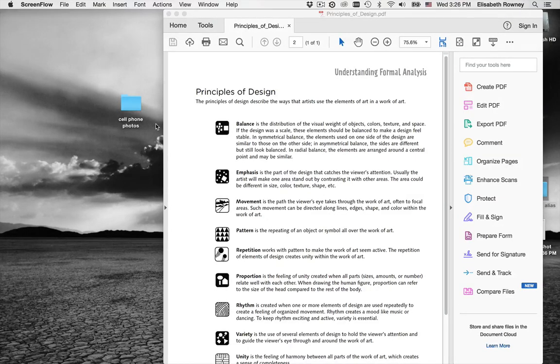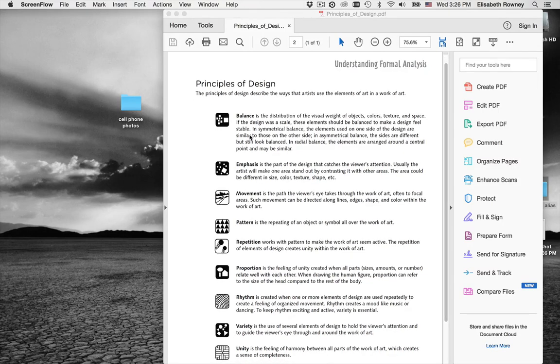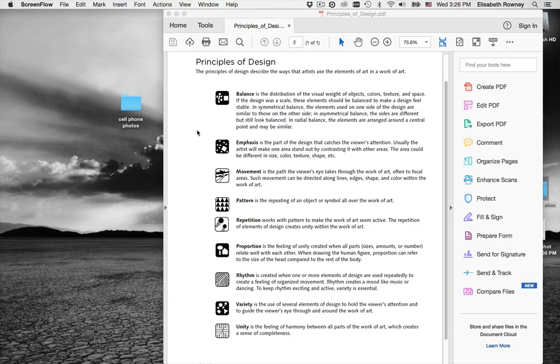Hi everyone. I am creating what I hope to be a very quick and comprehensive little video to show you what I mean about displaying principles of design when it comes to location photos. So I provide to you this PDF, but I just want to go over it real quickly. The principles of design are balance, emphasis, movement, pattern, repetition, proportion, rhythm, variety, and unity.